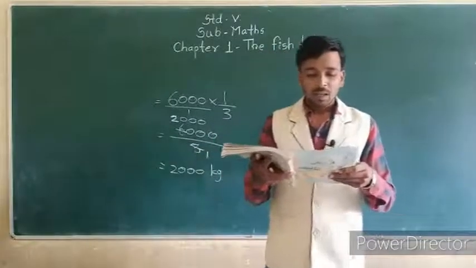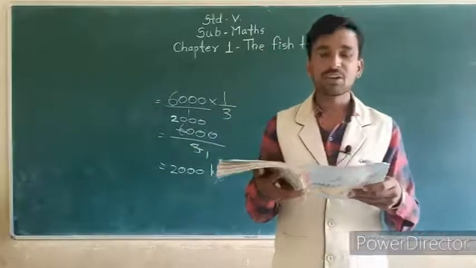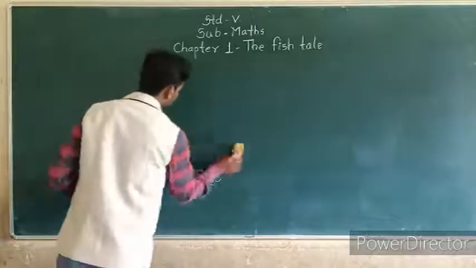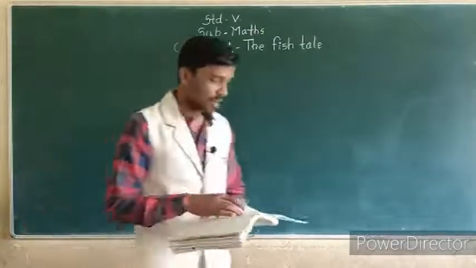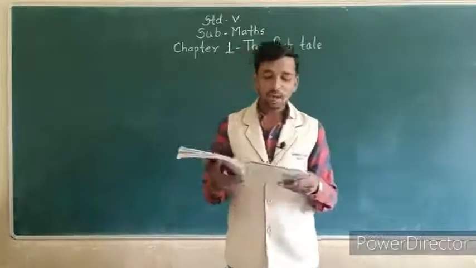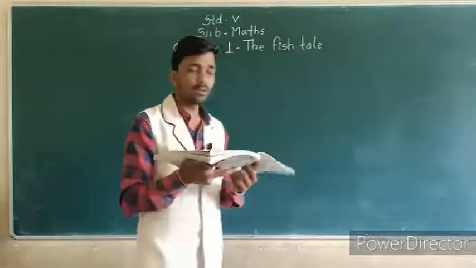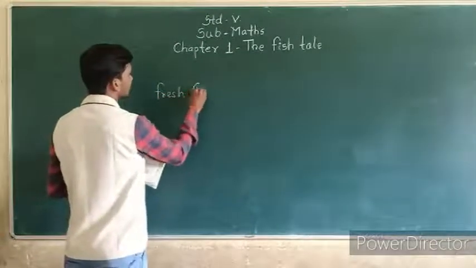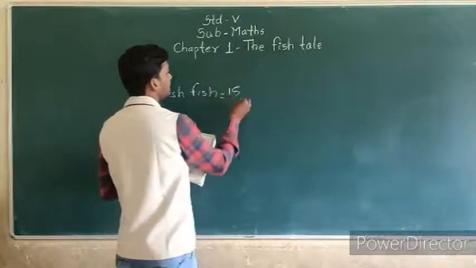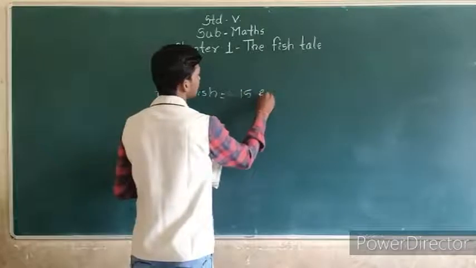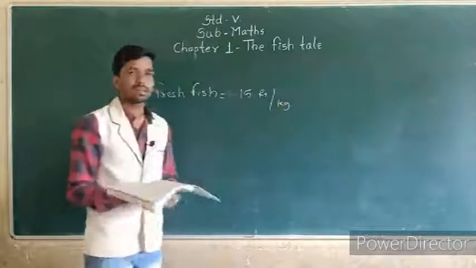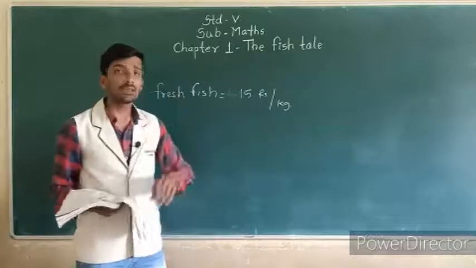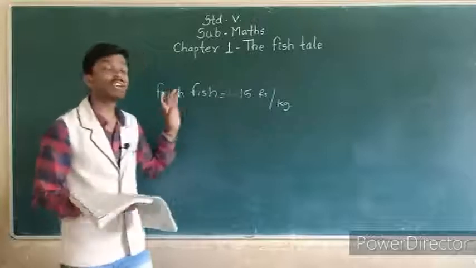Tomorrow. Let us calculate for 6 kg of fresh fish. For that, they give us the rate. We buy fresh fish for 15 rupees per kg. Per kg means for 1 kg. They pay 15 rupees for fresh fish.